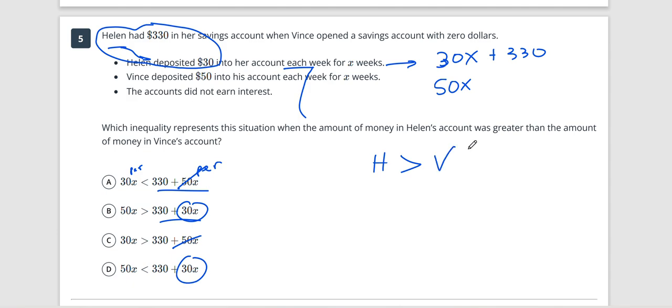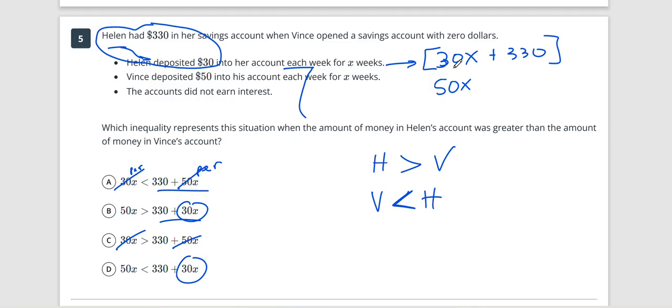That's what they want. But there's two ways of writing this one out. You can have Vince over here and Helen over here. Do you agree? And they still want Helen greater. So Helen is the one with the 330. Helen is this right here. So, and if I see this one, they only have the single one here. So I know this one's out. This one's out. So it has to be the 50.